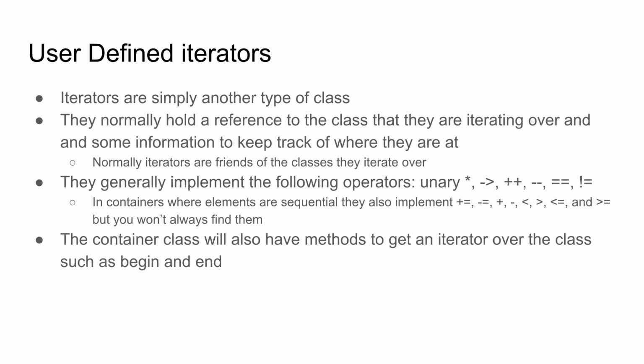And some other iterators might also implement plus equals or minus equals, or plus or minus, less than or greater than. It just depends on what you might want to be able to do and what makes sense for that particular container. Some things might only be able to go forward. These would be called forward iterators. For example, when you read through a file, you go forward and you can't really go back. There's no way of returning.